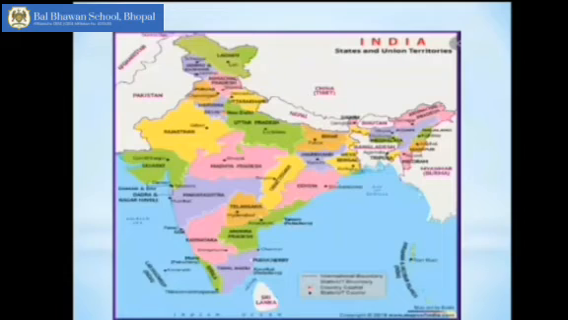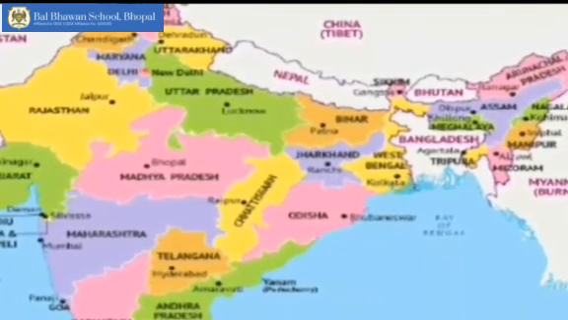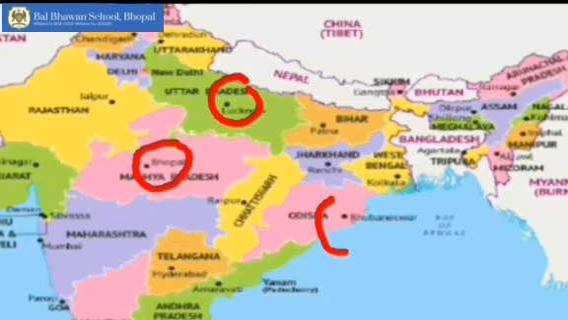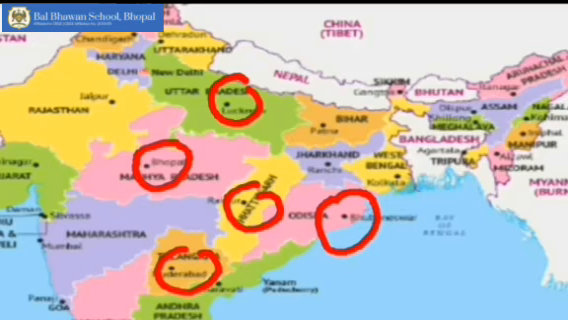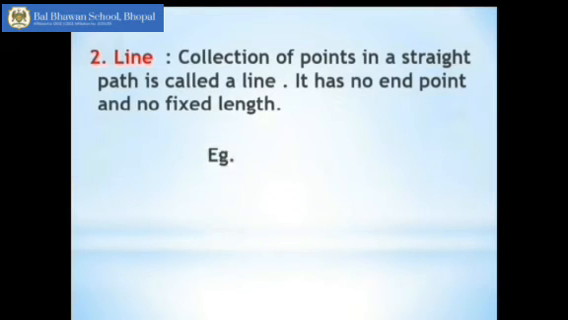Children, as we have discussed, a point tells us an exact position. Now observe this map, children. Here we use points, which tell us about the position of states and cities. Children, what will happen if we join points? Yes, children, you are correct. A line will be formed when we join points. So children, a collection of points in a straight path is called a line.